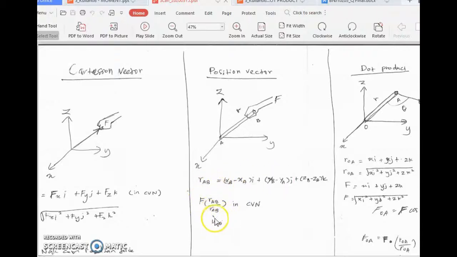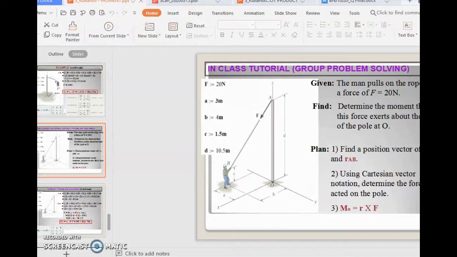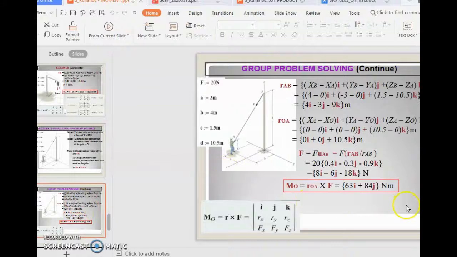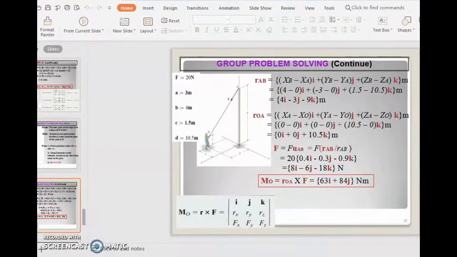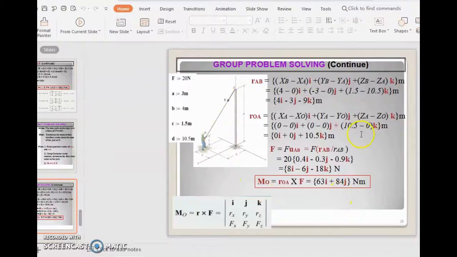After you get the unit vector, simply directly multiply with the force, and you will get the force in Cartesian vector form. After you get this force in Cartesian vector form, and R is also in Cartesian vector form, you can perform the cross product operation to find the moment of this system. So please do this on your own and make sure you get the same answer as in this slide.